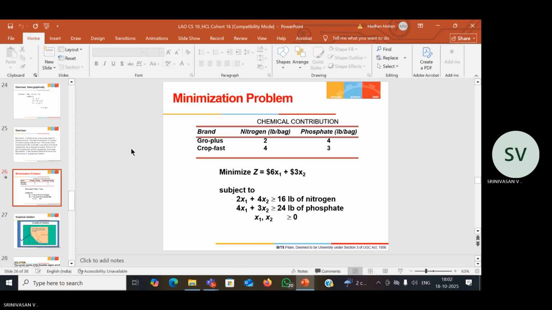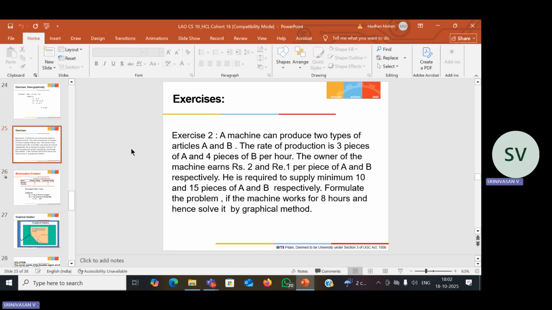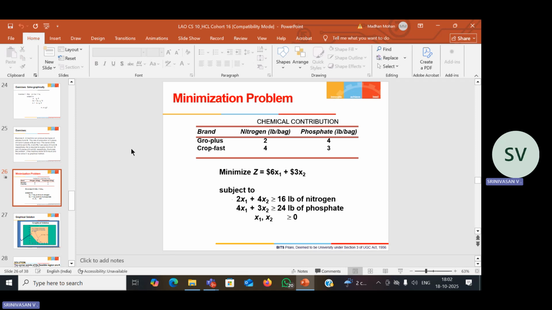See, we have formulated the problem. Well, you have to do it. That's another problem. That is an exercise. This is another problem, a minimization problem. The same way. Minimize means after finding all these things, you take the minimum value.